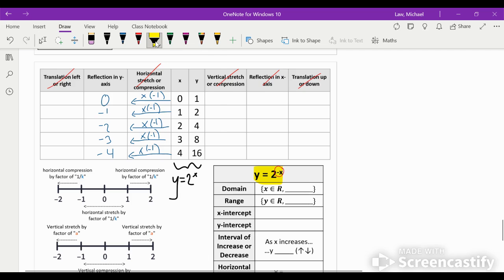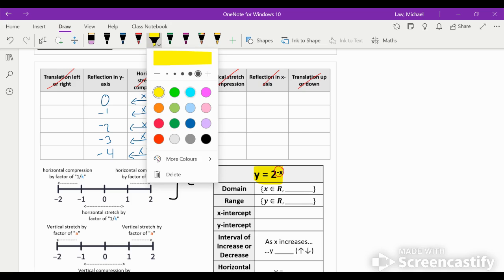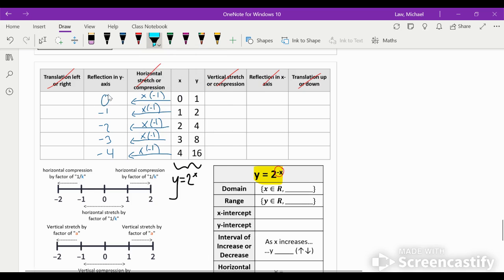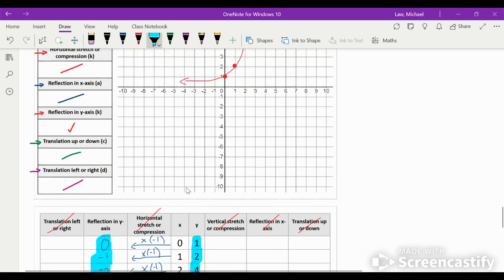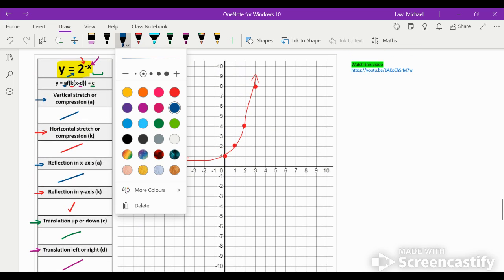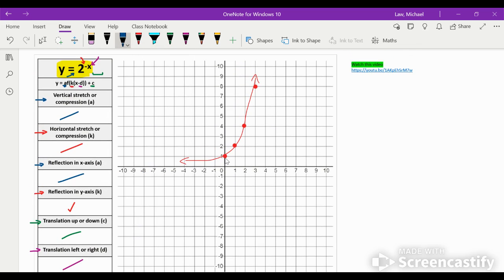These are going to be your new x-coordinates, and your y-coordinates are going to remain the same. So let's go ahead and graph that up here. (0, 1) stays exactly the same. We next have (-1, 2), (-2, 4), (-3, 8). So let's go ahead and connect those dots.